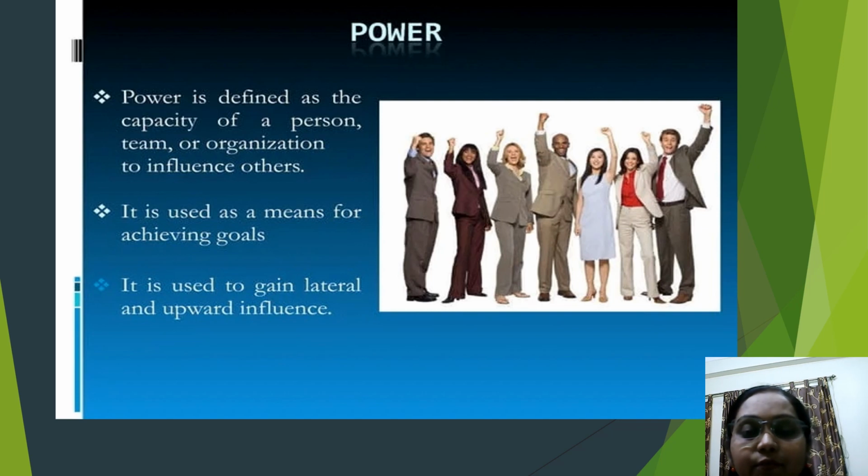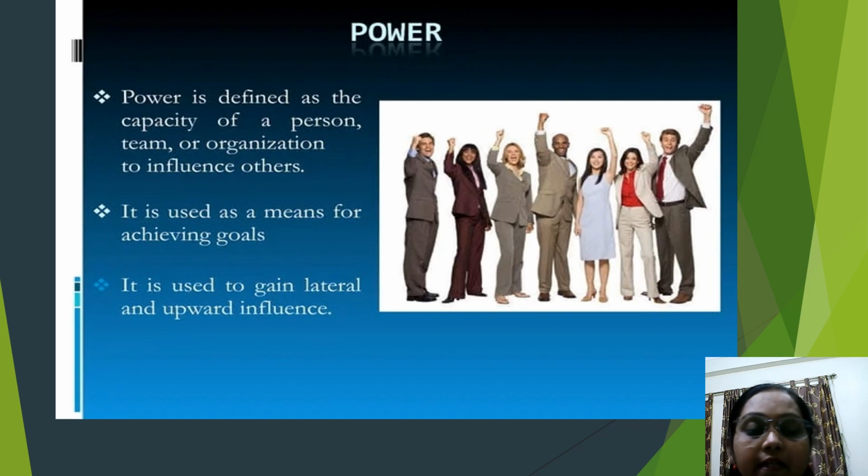Friends, there are two words, power and politics, that we always use and hear in our daily life very frequently. Let us now discuss these two words, what they mean and how they are utilized in an organizational setup. First of all, we will try to understand the word power in an organizational setup.